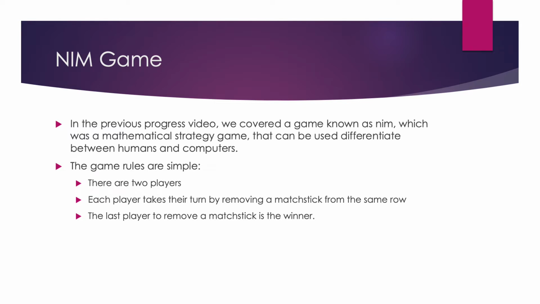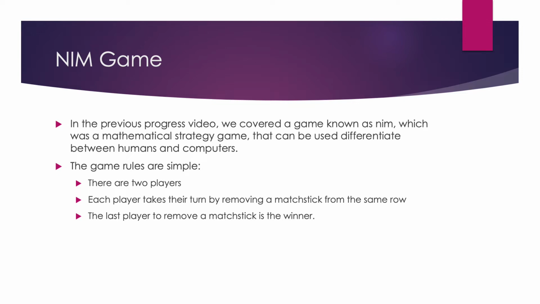In the previous progress video, we covered a game known as NIM, which was a mathematical strategy game that can be used to differentiate between humans and computers. The game rules are very simple. There are just 3 rules. There are 2 players. Each player takes their turn by removing a matchstick from the same row. The last player to remove a matchstick is the winner.